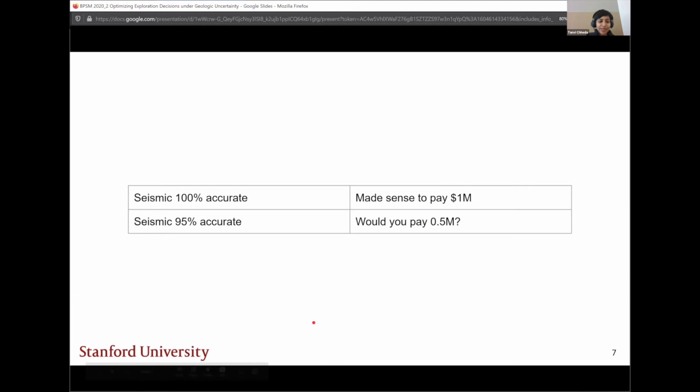So we've established using very simple decision trees so far that if seismic is 100% accurate, it makes sense to pay $1 million. Now, my question to you is, if the seismic was 95% accurate instead, would you pay $500,000? I'm cutting the cost to half, just for a 5% decrease in accuracy. I'll wait for a quick 5 seconds if anyone wants to either comment yes or no, or show with your thumbs up or thumbs down, or unmute themselves and answer this.